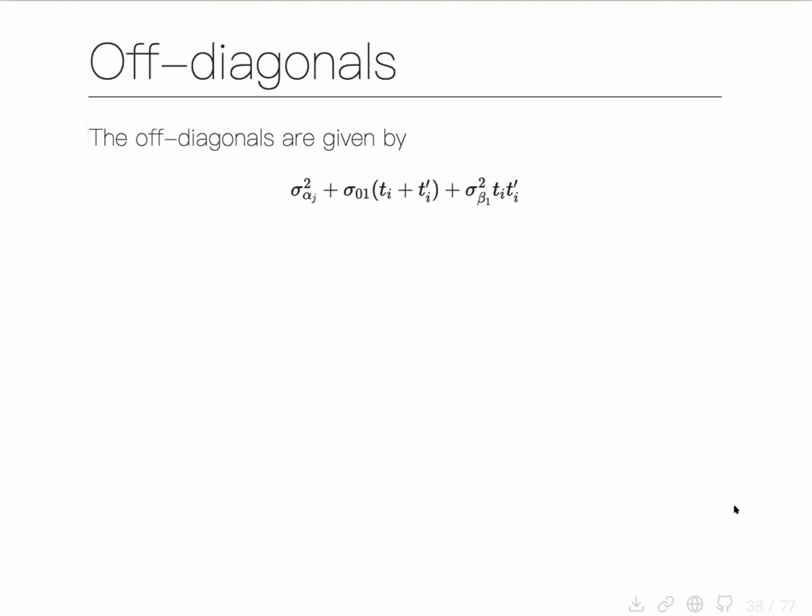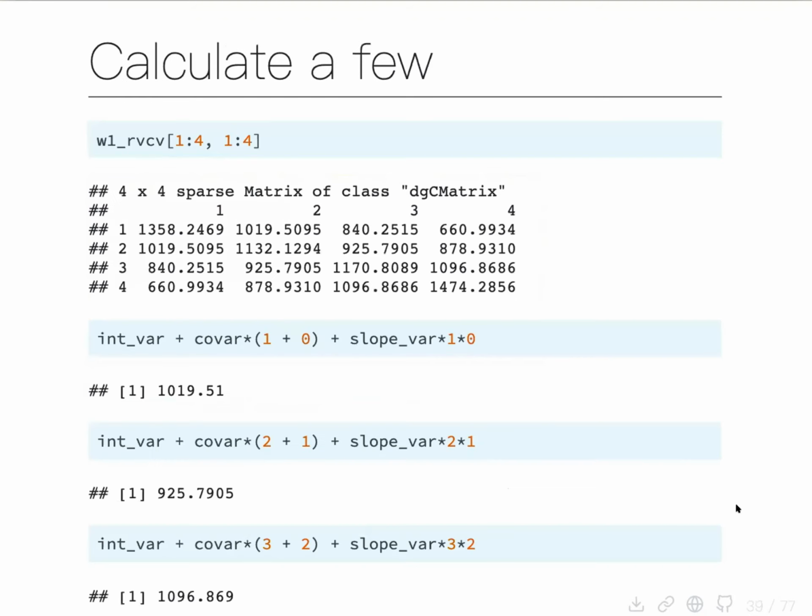This is a little bit more complicated equation, but it's still not that bad. Here I'm doing it for just a couple of them, and you can see I get the same results here as, so I'm doing it for the first diagonal, the first row of diagonals below the variances.